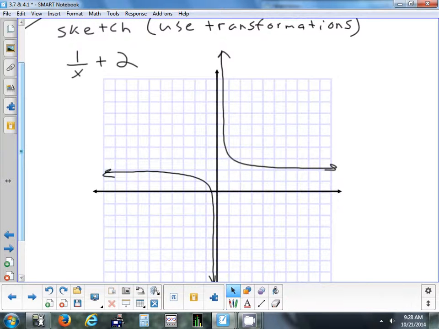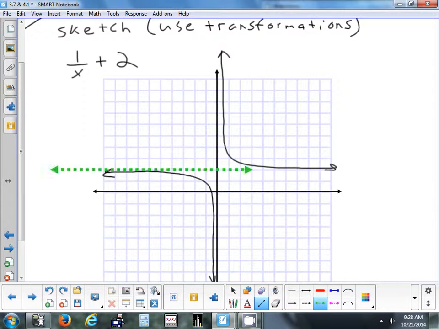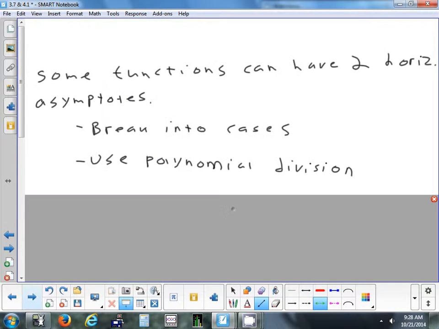Where would your horizontal asymptote be now? Yep, y equals 2. There's your horizontal asymptote. Always draw that in as a dotted line if they ask you to sketch it.